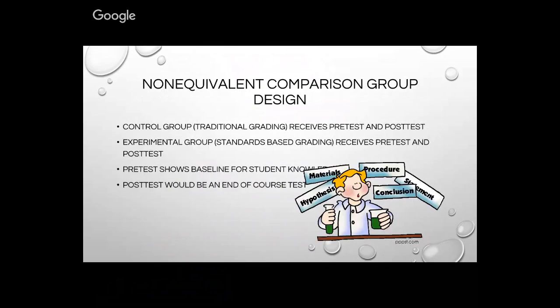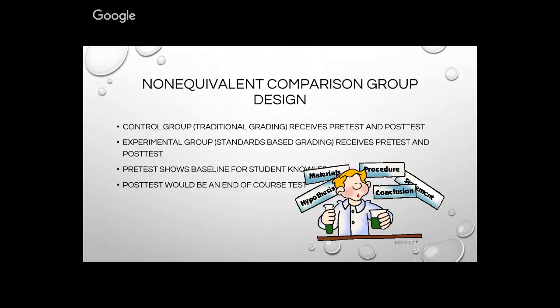In the non-equivalent comparison group design, you have a control group and experimental group. Now, the control group would be the classes that are receiving traditional grading. The experimental group would be the classes that are receiving standards-based grading. At the beginning of the semester, all the classes will receive a pretest. Then they will go throughout that unit of study, either receiving traditional grading or standards-based grading. At the end of the unit of study, all the students in all the classes will receive a post-test.